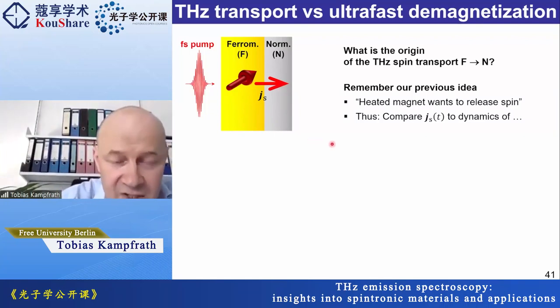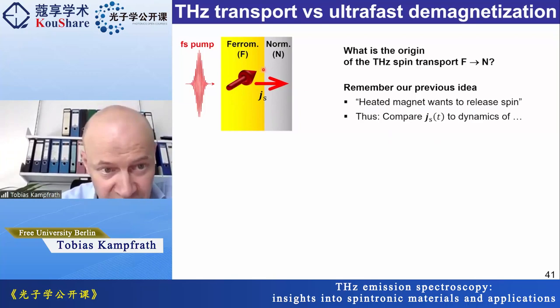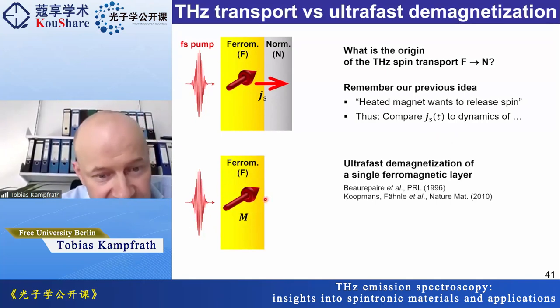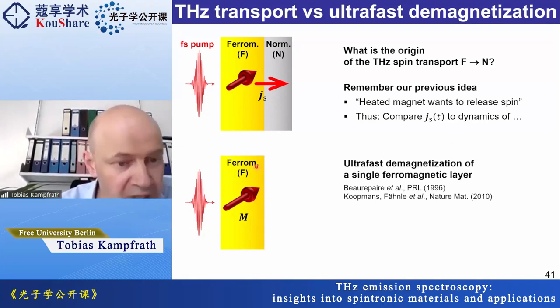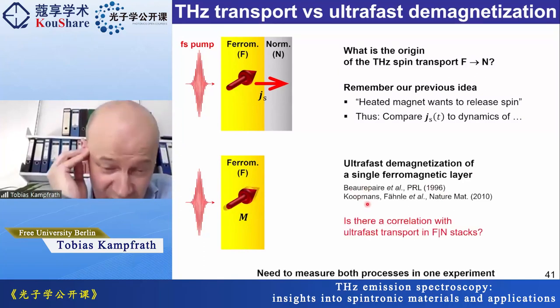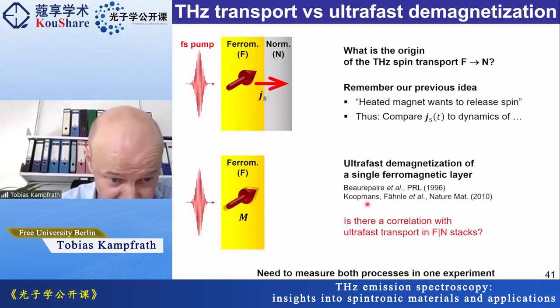To see whether this idea is really correct, we need to compare the spin current dynamics to another important process, namely the ultrafast magnetization quenching that happens also in a ferromagnet without the presence of this normal metal layer. This ultrafast demagnetization following optical excitation is a very mature process. It was already discussed more than 25 years ago in these works by Beaurepaire and, for example, Koopmans. The question is now, does this ultrafast demagnetization have a correlation with the ultrafast spin transport that we see in this two-layer stack?